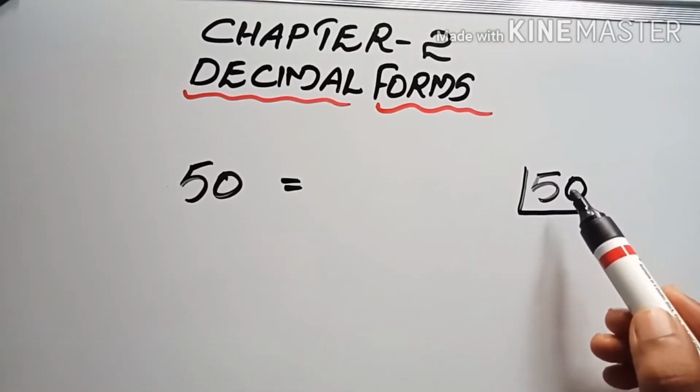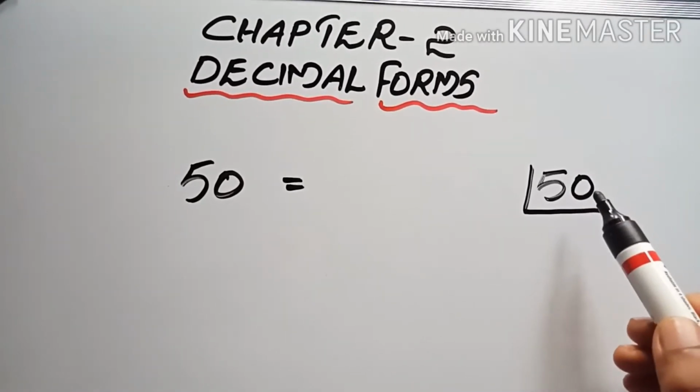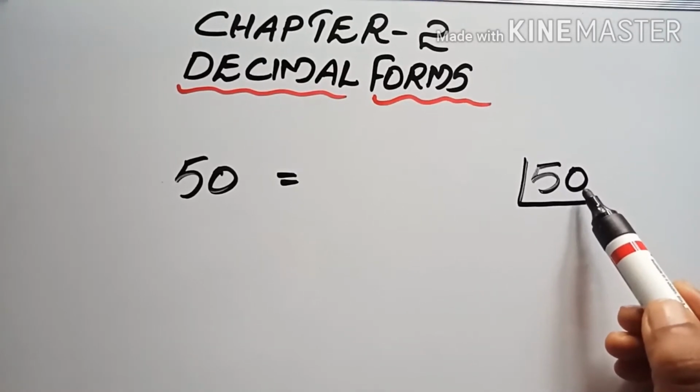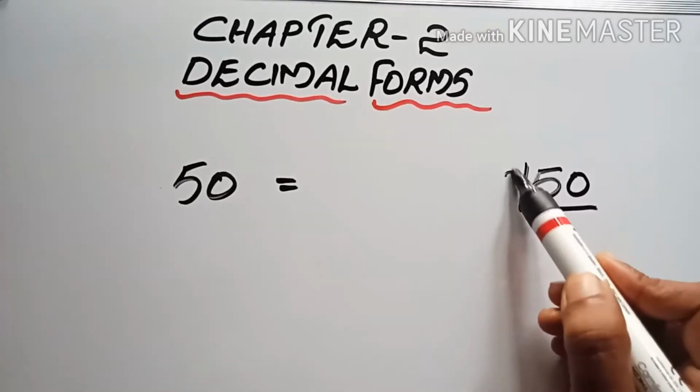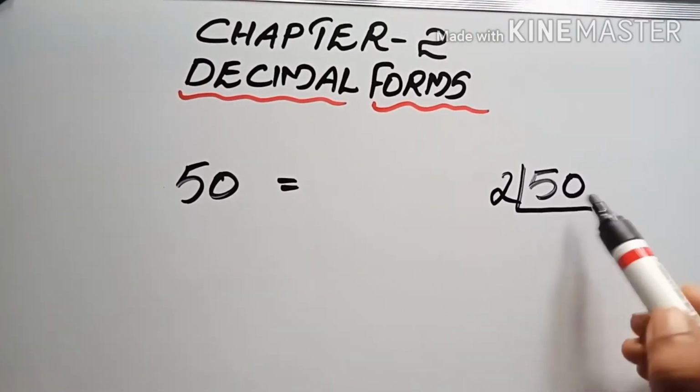Okay, which is the number that can be completely divisible by 50. Least prime number you need to choose. So last number is 0. Last number is 0 means even number is possible. So least even number, that is 2. Okay, so 2 can be completely divisible by this 50.